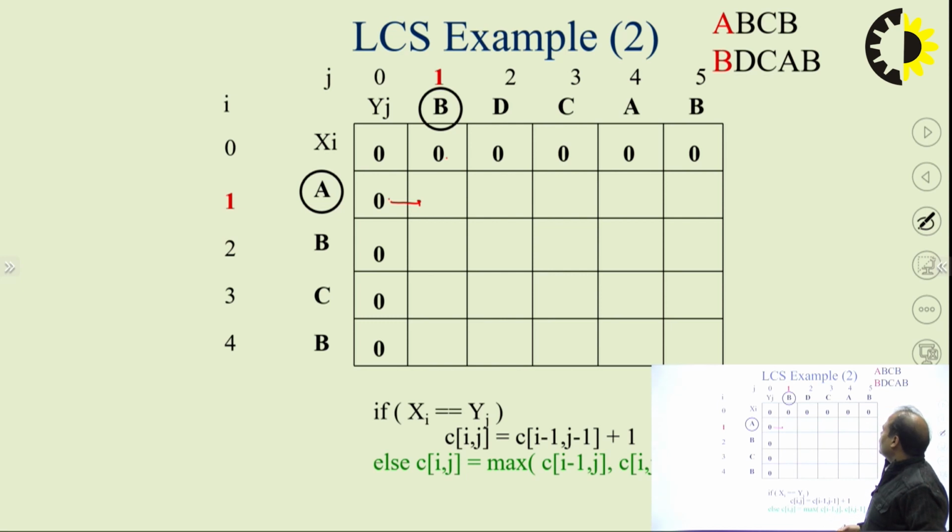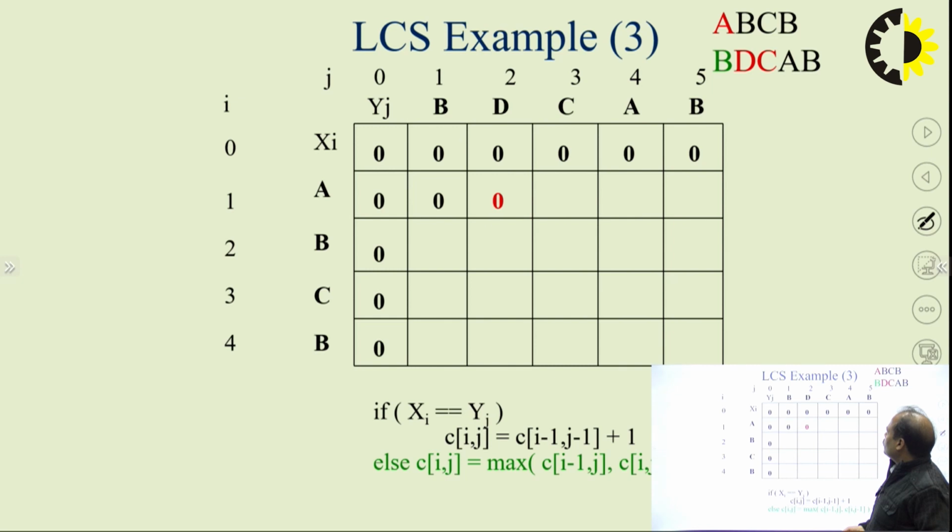In the case of equal values, we can copy it either from here or from here. So let's copy this horizontal value over here. This is the maximum, so we will copy it over here. We assume that both are the same.